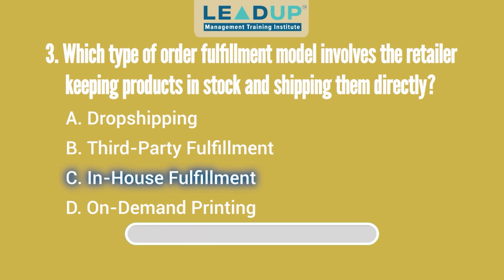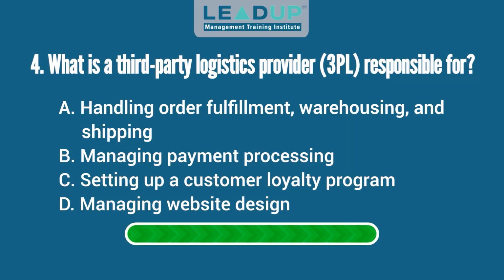Answer: in-house fulfillment. Question 4. What is a third-party logistics provider responsible for? A. Handling order fulfillment, warehousing and shipping. B. Managing payment processing. C. Setting up a customer loyalty program. And D. Managing website design.